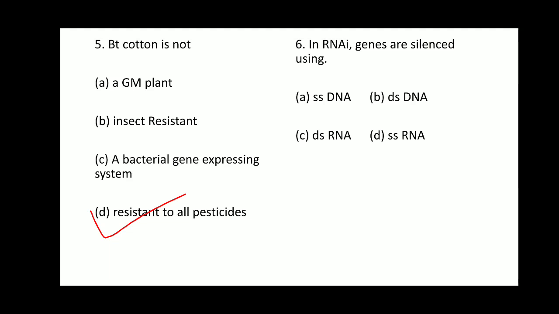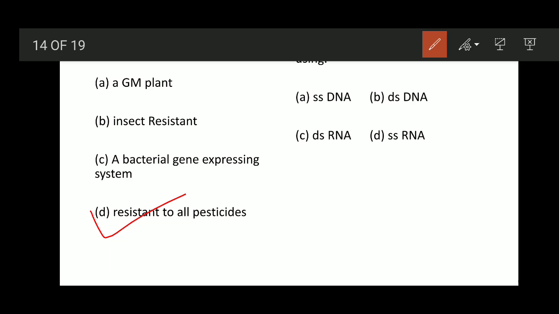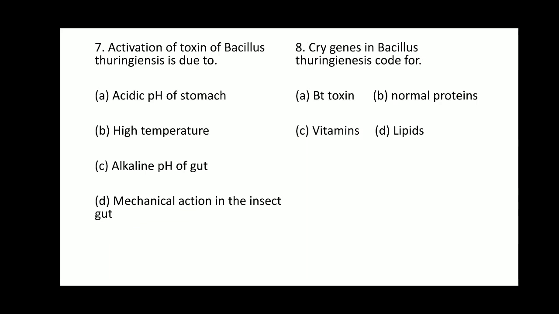Question number 6. In RNA interference, genes are silenced using option A, single-stranded DNA. Option B, double-stranded DNA. Option C, double-stranded RNA. Option D, single-stranded RNA. In RNA interference, what is required? Complementary double-stranded RNA is required, which is going to initiate the RNA interference pathway. So option C, that is double-stranded RNA, is the right answer. Clear? Moving on to the next question, that is question number 7.